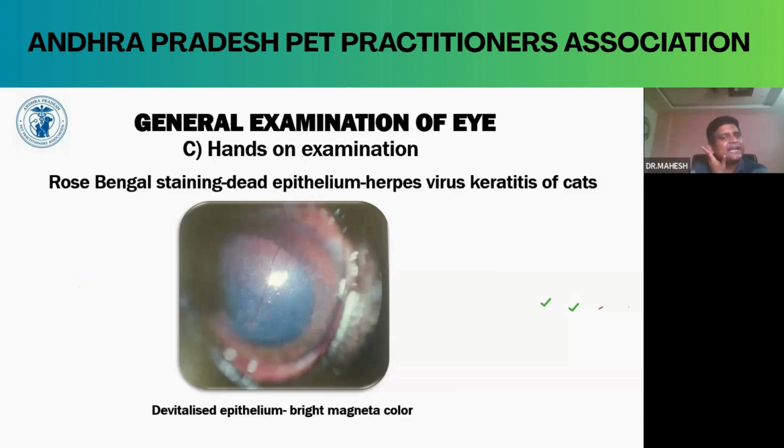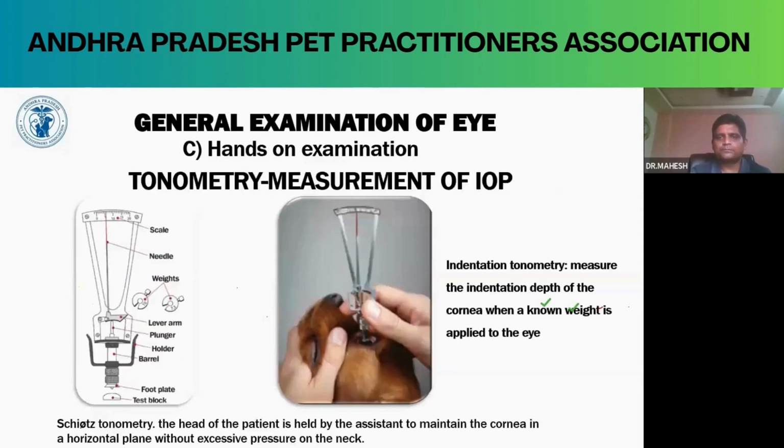In cats, whenever there are eye lesions suspicious of herpes virus, we can go for this staining, and we can appreciate the bright magenta color, which will indicate herpes virus keratitis because of the devitalized epithelium on the cornea.